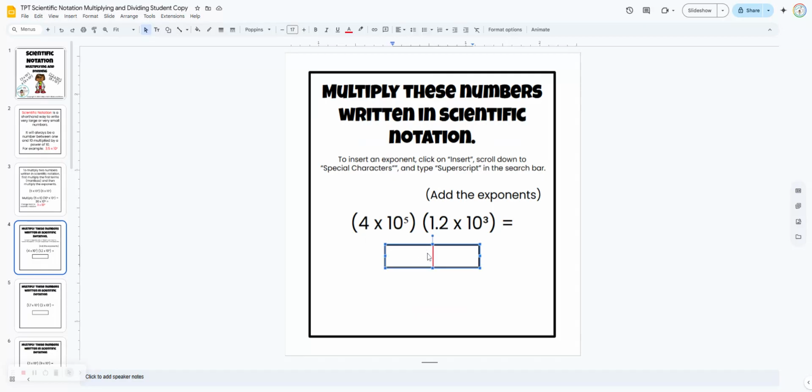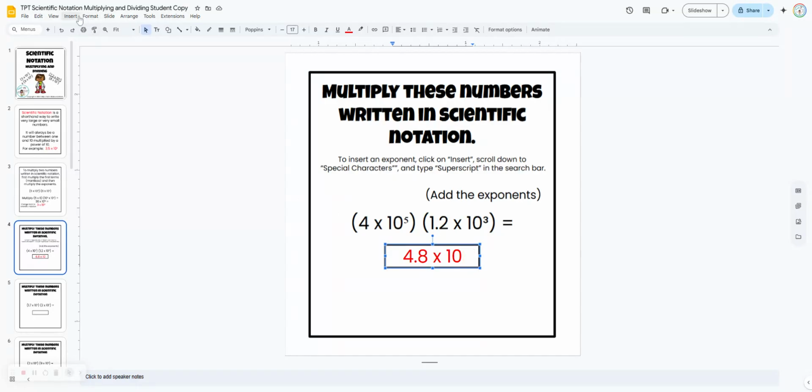Here, if we multiply 4 times 1 2/10, and students are just going to be typing in this text box, they're going to get 4 8/10 times 10, and then it gives them a little instruction here if they need a review on how to add an exponent in Google Slides. So we're going to add 3 plus 5. We want an exponent of 8.